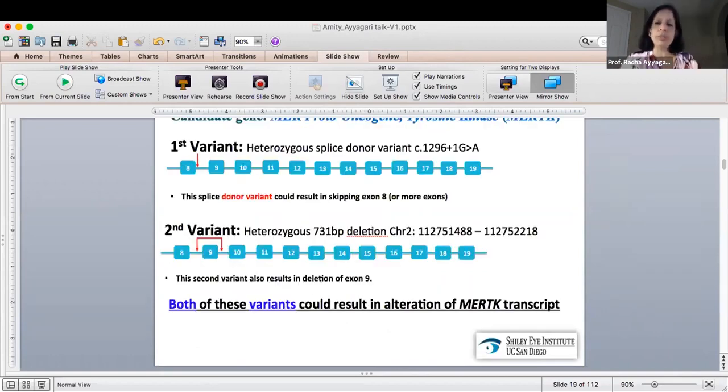Sorry, most of the slides I have hidden are also showing up because I'm using a different presentation mode, but that's okay.